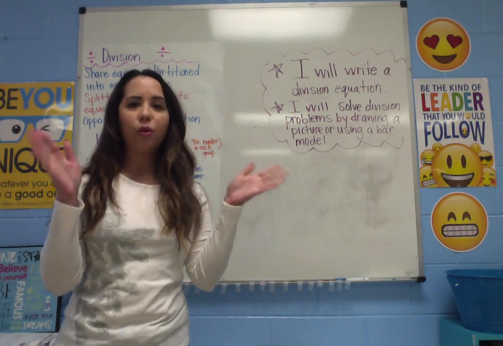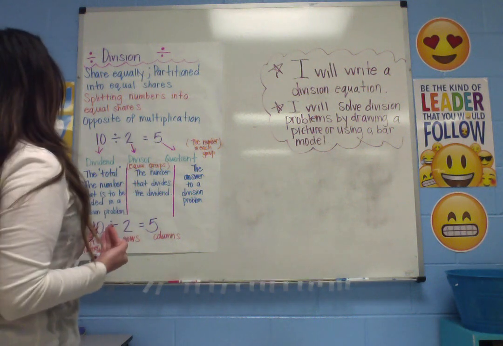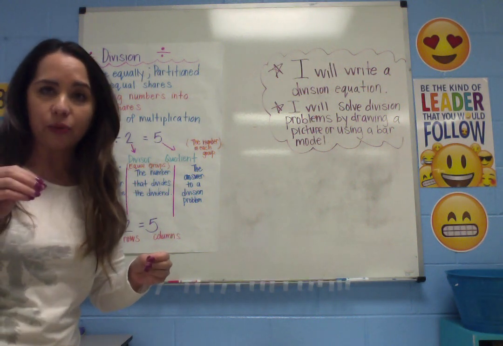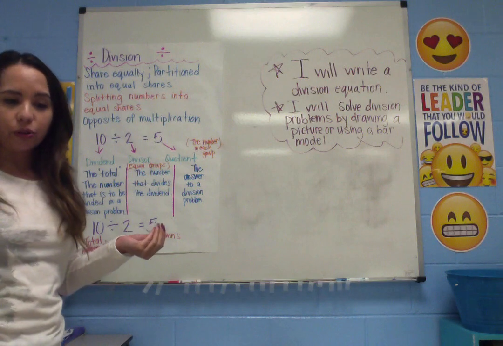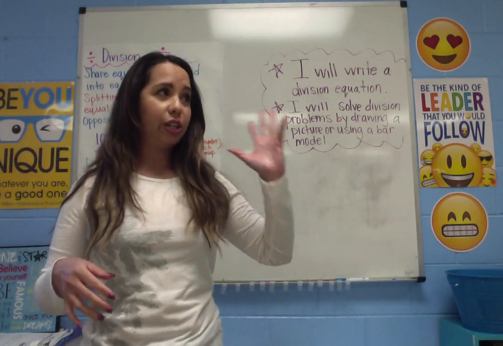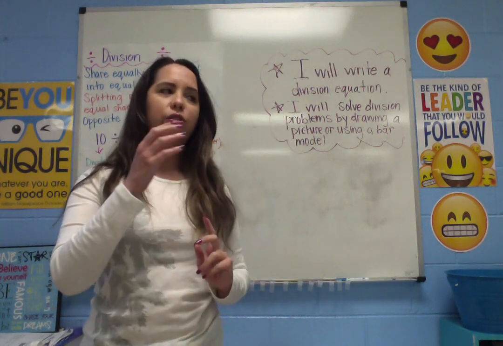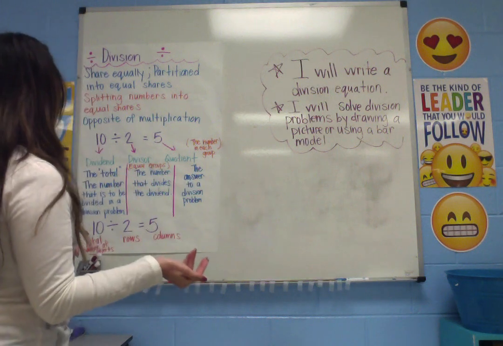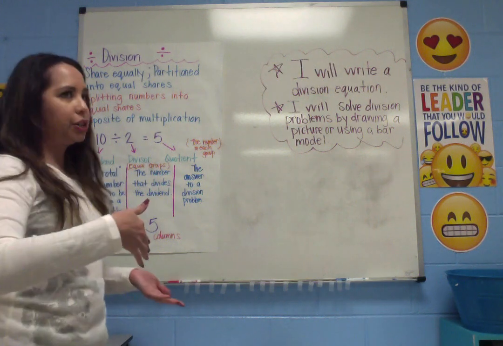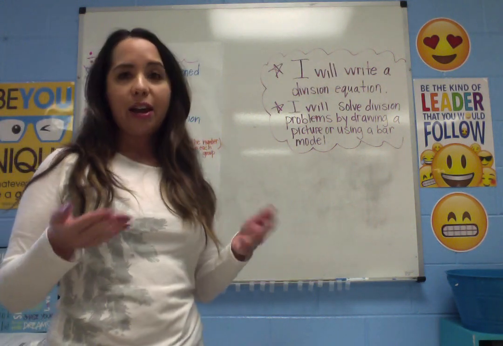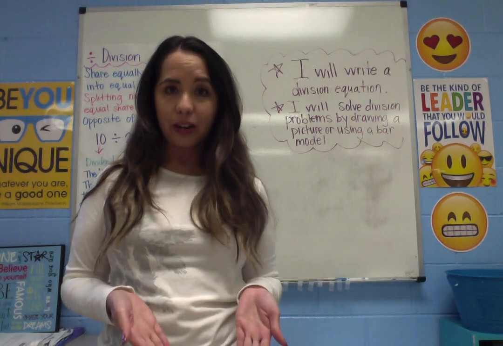Let's go back and review. What is division? When we think of division, we know we share equally. Another phrase is partition into equal groups. Partition objects, whether it's food, toys, buses, think of any type of noun where you divide objects equally into groups or rows or columns. When we think of division, we're splitting numbers into equal shares. And as you are noticing, multiplication and division are opposites, okay?